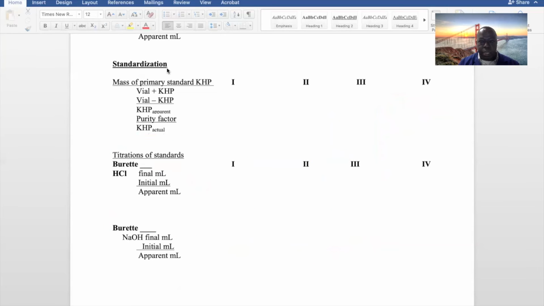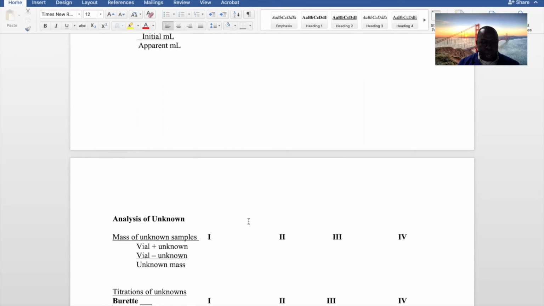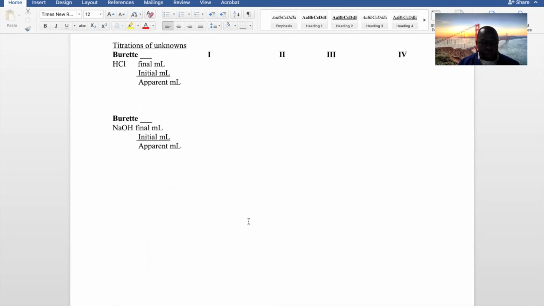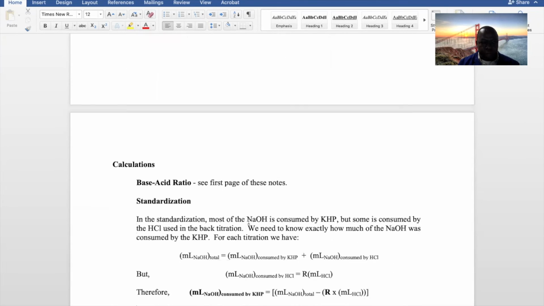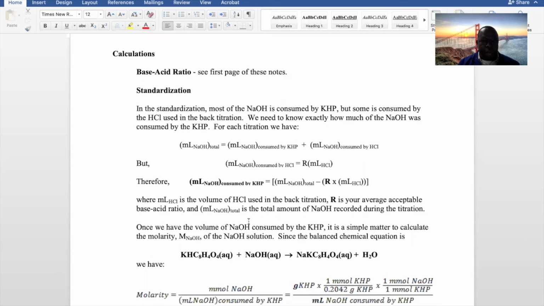Let me clear this, and I will now go to the calculation. I think it's down here. I believe it's coming down here. This is for the unknown. This is the calculation part now. From the acid ratio, you know the R value for the trial. We need now to standardize to know the exact molarity of NaOH.